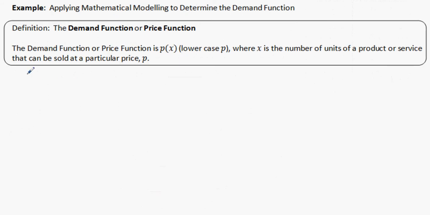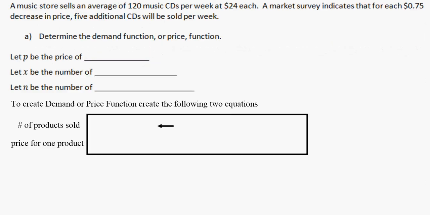So the demand function is the demand or price function, which is P of x. Notice it's lowercase p, really important here. Lowercase p, where x is the total number of units of the product or service that can be sold at a particular price p. We're going to learn how to create this a little differently than in grade 10 math. We're going to go back to a grade 10 math question and solve it, but this time we're going to create the demand function.